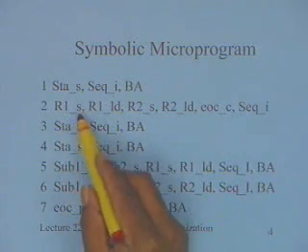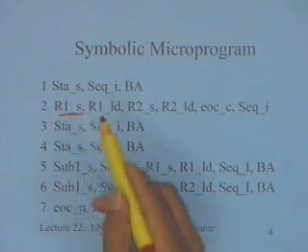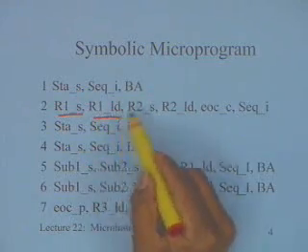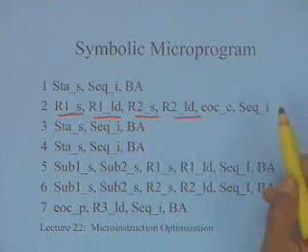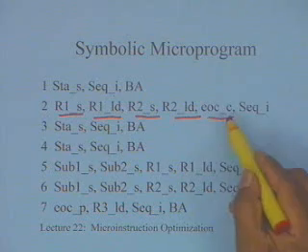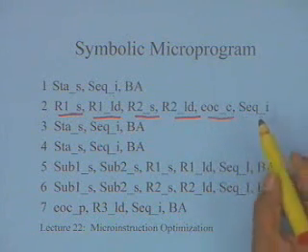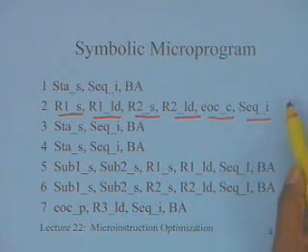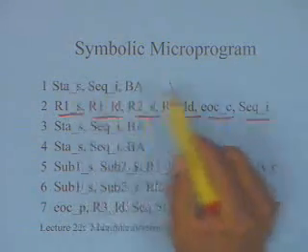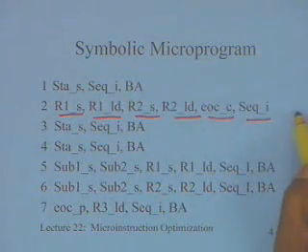R1 select, so this goes to the multiplexer. This is the multiplexer input for register R1, R1 load, R2 select, R2 load. Clear end of computation, that particular flip-flop, clear it, and sequencer instruction. So you can see that branch address as well as status select are missing here.